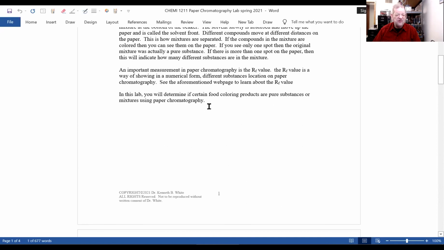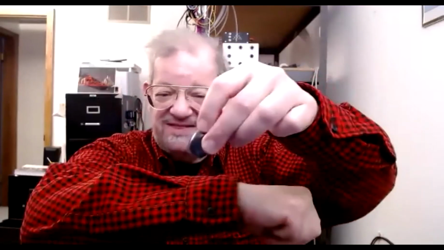In this lab, you're going to determine whether certain food coloring products like this, like blue or like yellow, and there's also green there that I'm not going to take out right now, are pure. If you look at the yellow, it almost looks like it's red, but the red looks darker red.